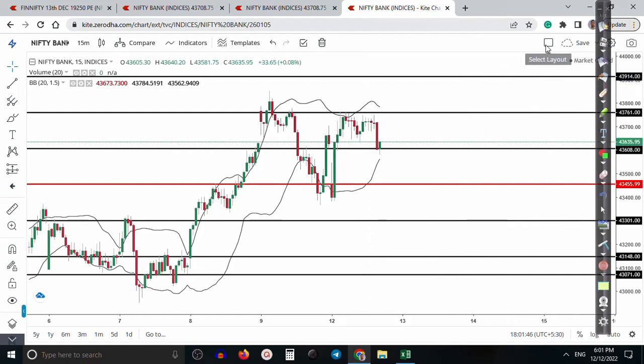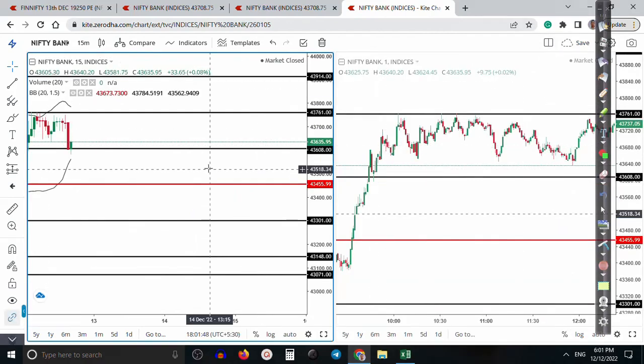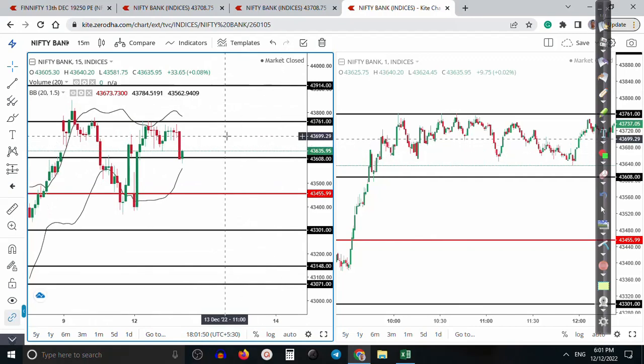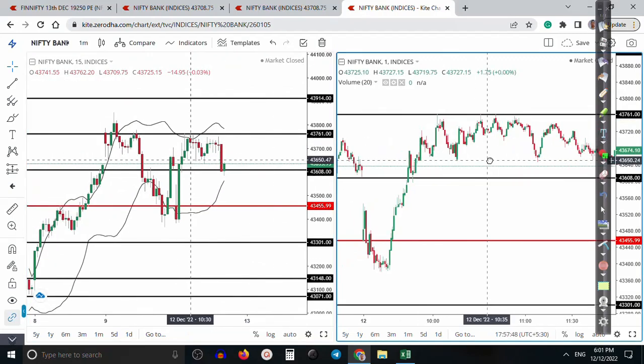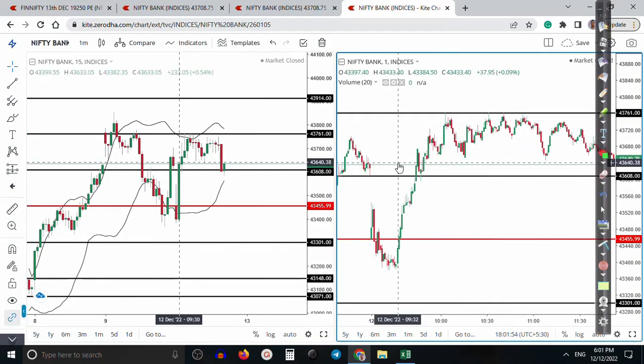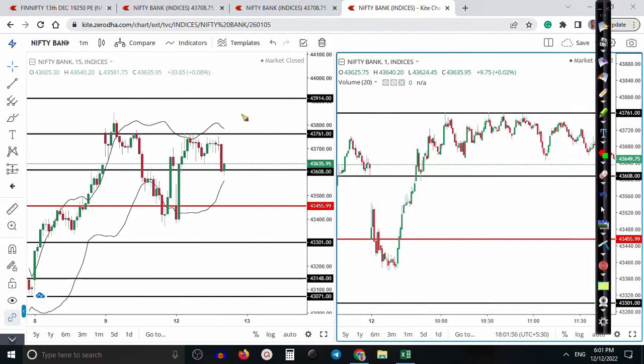Let me explain. Now I'm going to make a double screen here: on one side the 15 minute chart on the left, and on the other the 1 minute chart. So what is our basic rule? Once a bearish candle forms, suppose this one is a bearish candle, the next candle opens somewhere there, and if price breaks this bearish candle, that is our entry point. Here I can see the first candle is bearish. Let me zoom a little bit.